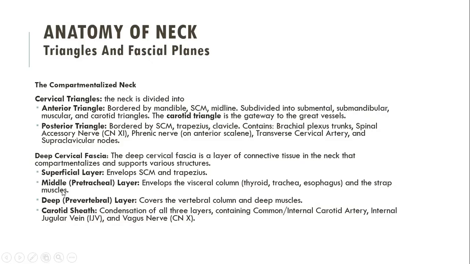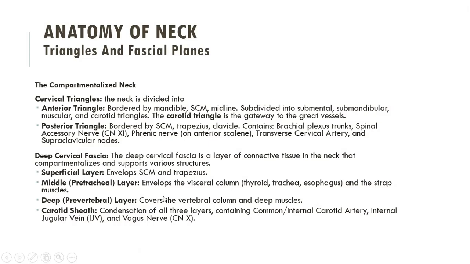And it has these layers. It has a superficial layer that envelops the sternocleidomastoid and trapezius muscles. It has a middle, that is the pretracheal layer, that envelops the visceral column like thyroid, trachea, esophagus, and the strap muscles. It has a deep, prevertebral layer that covers the vertebral column and deep muscles, and it has the carotid sheath.